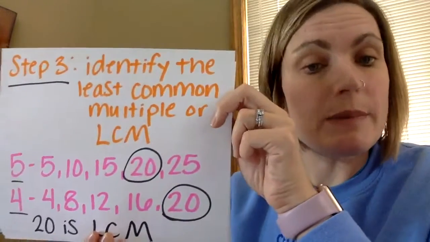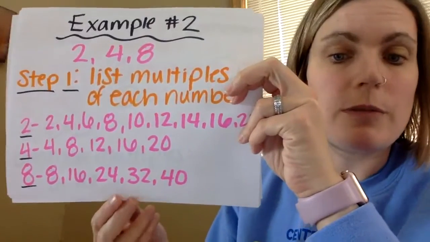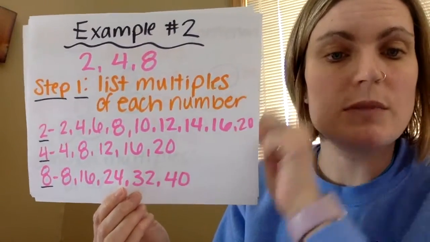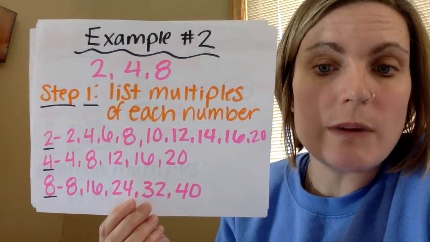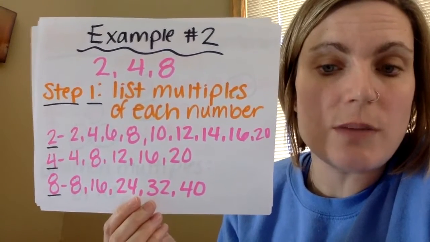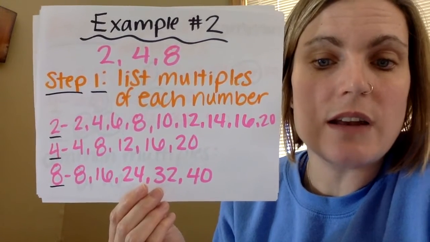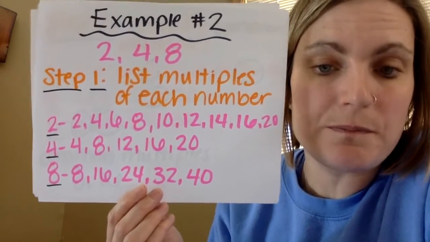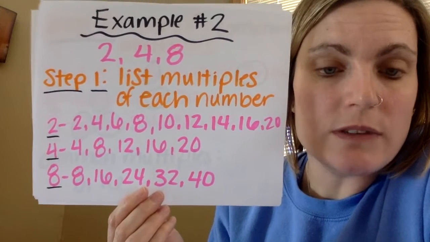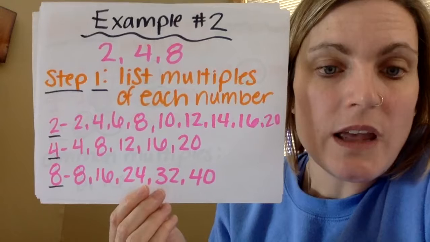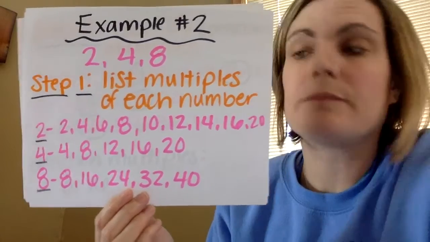But let's take a look at what happens when I have more than one common multiple in a list. I'm going to make this one a little harder. We're going to work with 3 numbers, the numbers 2, 4, and 8. Step 1, we want to list the multiples of each number. For the number 2, you're going to see 2, 4, 6, 8, 10, 12, 14, 16, and 20. For the number 4, I see 4, 8, 12, 16, 20. And for the number 8, I see 8, 16, 24, 32, and 40.